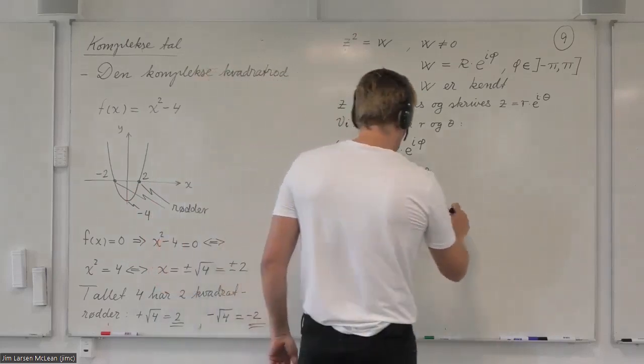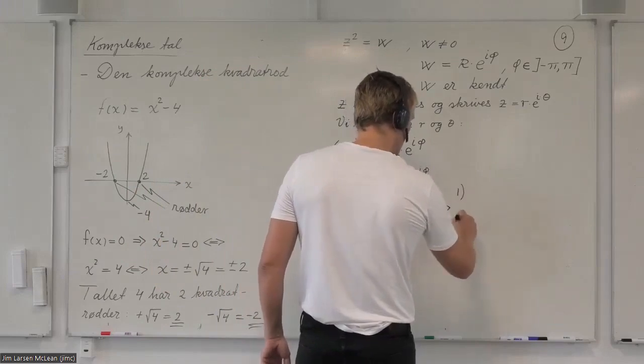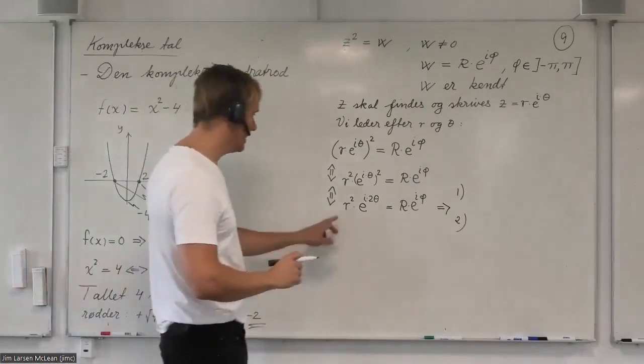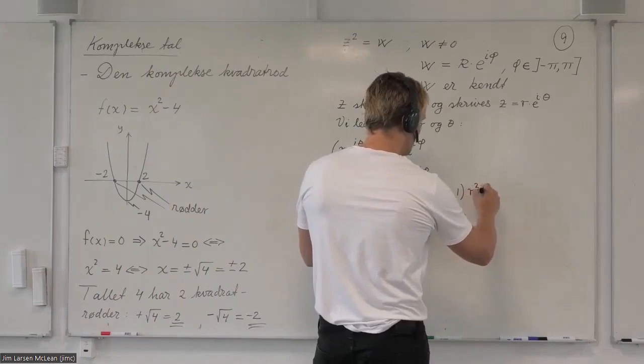So from this, I conclude there are two equations that apply. There are two things I can conclude must be true at the same time. The value of r squared must equal big R. That's one thing.